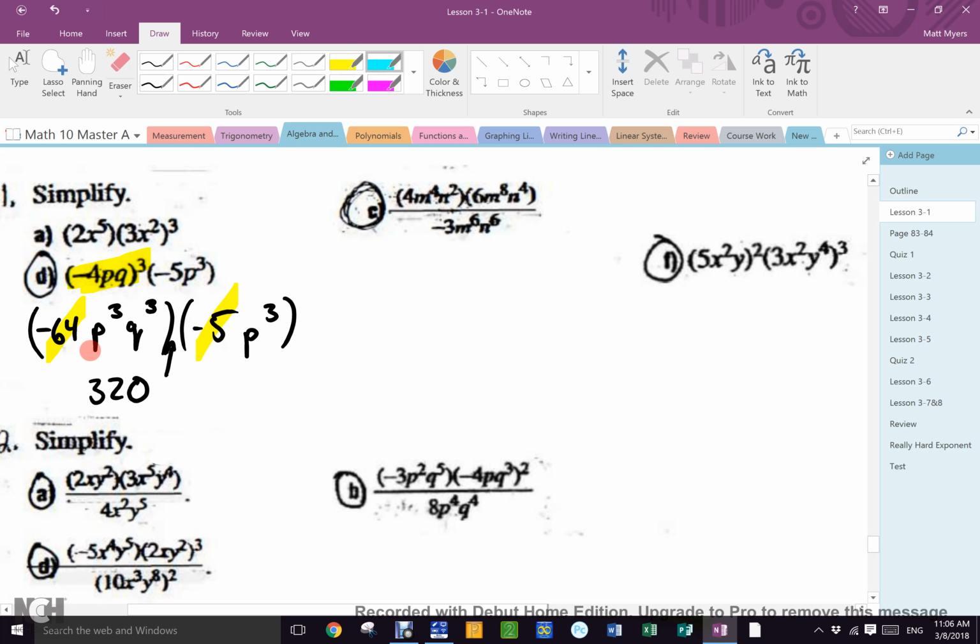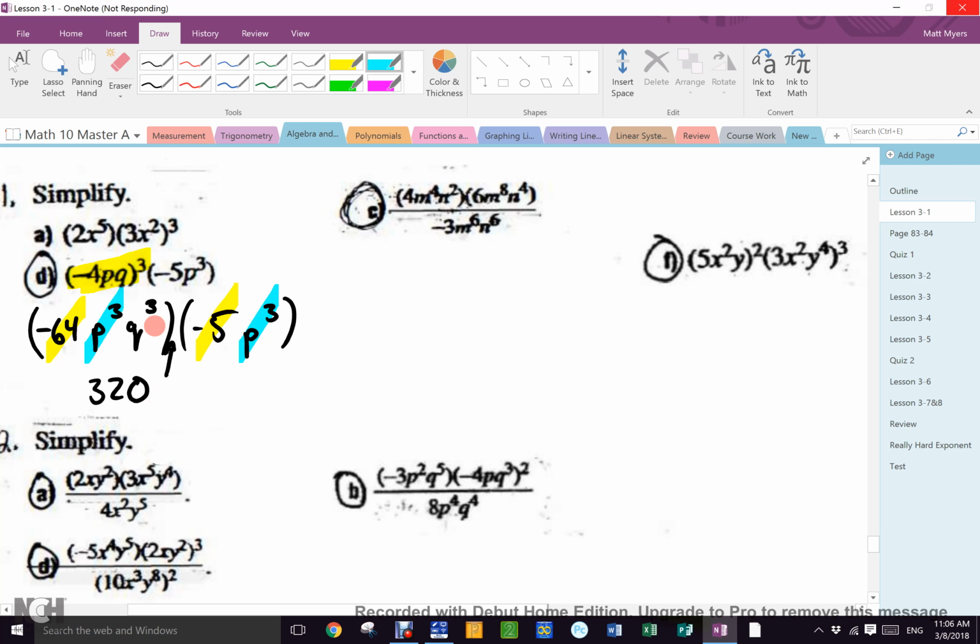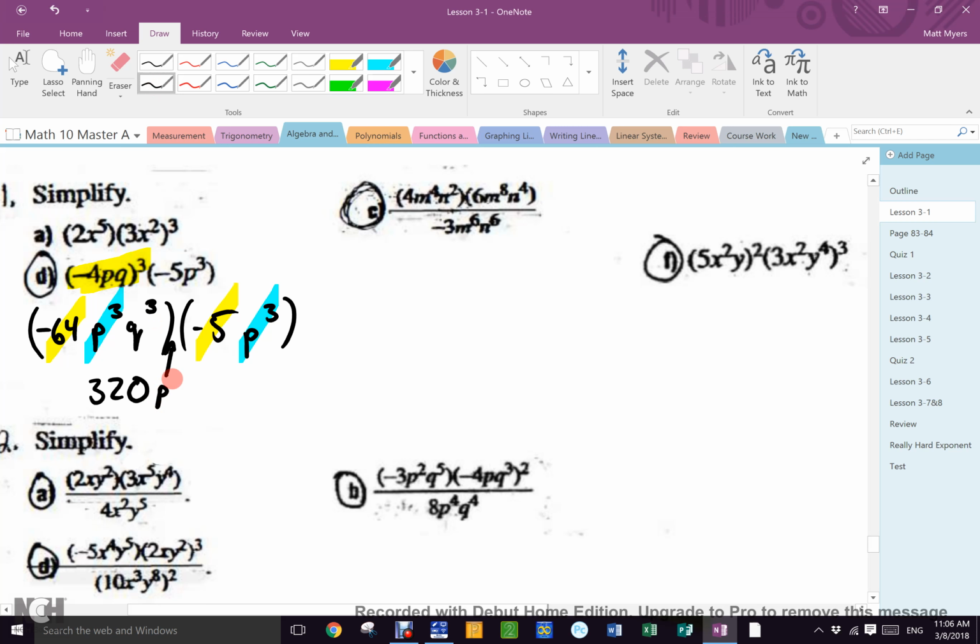What do I do with P and P? Add them. Why? Because they're the same base and I'm multiplying. What is 3 plus 3? Awesome. We are on fire with the addition now. So it is P to the 6th. What is happening with my friend Q here? There's no others. So it stays the same. Q cubed. How many people got that right?